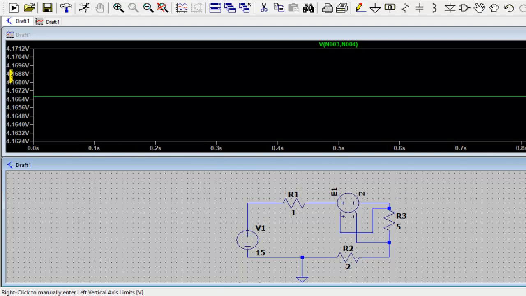So we can see that we have the voltage of 4.16, around 4.16.